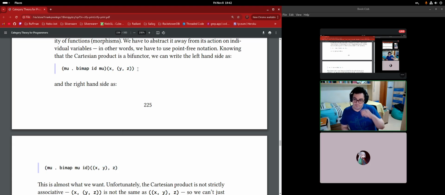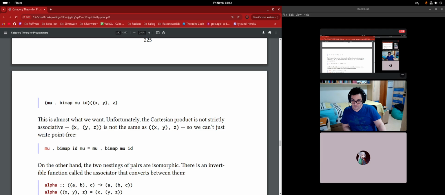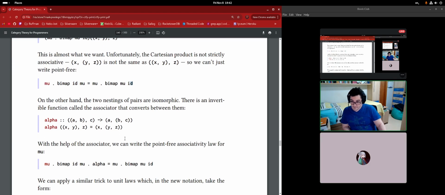We can't make them point free because these two things are not isomorphic, right? So this is not the same as this. So we can't write this thing. But there is a way to make it, which is to write a helper function that just replaces where the parentheses are, like put them in different places. And then now, if you put alpha on the left-hand side, now they are isomorphic. So then you can just write this thing.